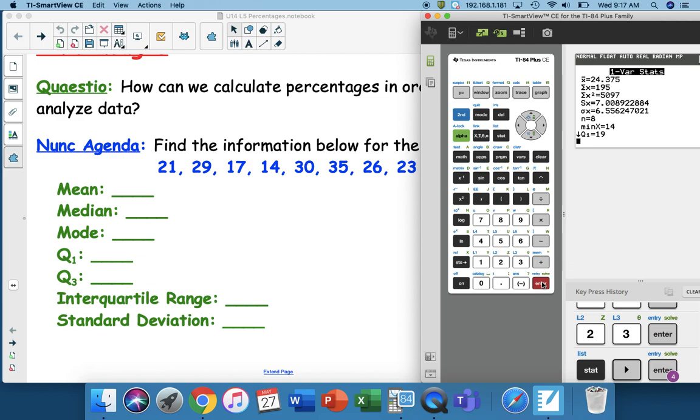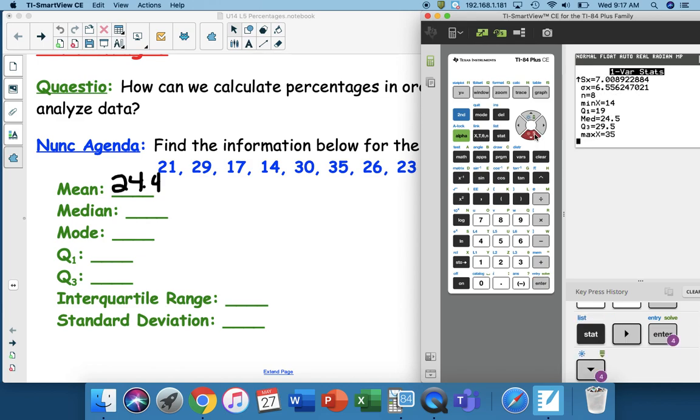Our mean, which is right up top, 24.37. So we're going to round to the nearest tenth. We're going to do 24.4. So 24.4. All right. Next is our median. So let's scroll down for our median. Median is 24.5.